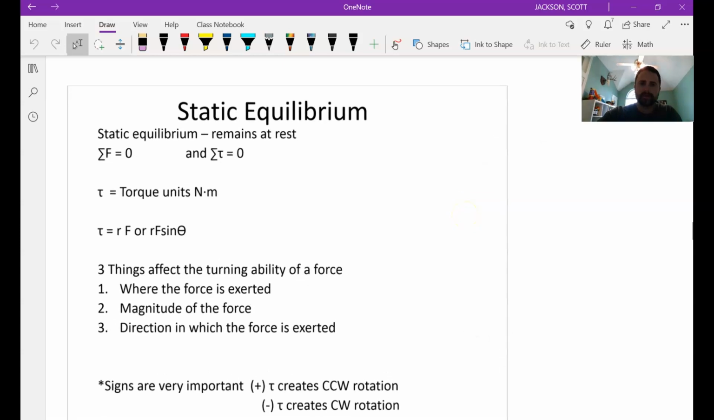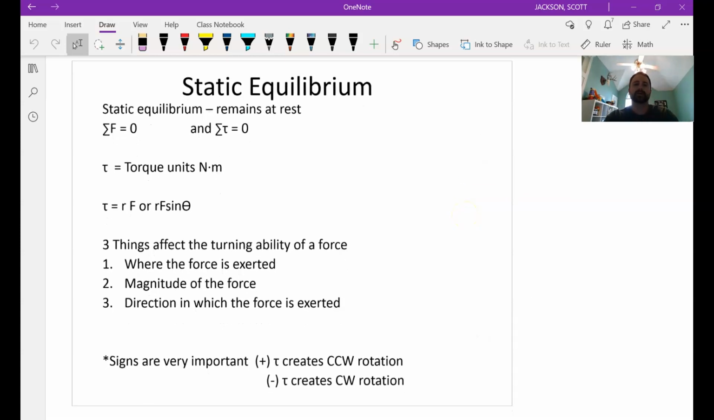Hey guys. So in this one, we'll now get into torques a little bit more, and we'll look at something called static equilibrium. So static equilibrium means your net force is zero, so there's no acceleration. In these, this is typically going to be at rest, but it could be at constant velocity, and your net torque is also zero.